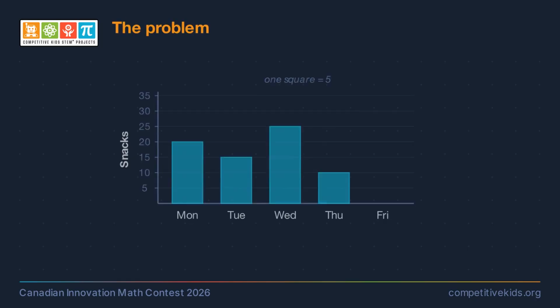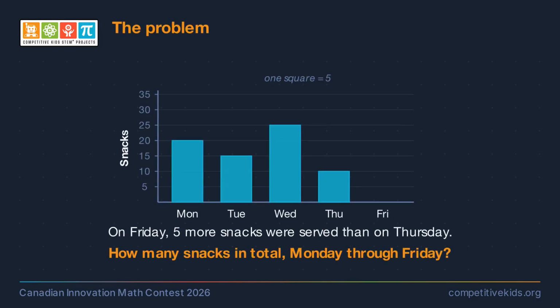A class kept track of the snacks they served each day. The bar graph shows Monday, Tuesday, Wednesday, and Thursday. First, read the scale. 1 square stands for 5 snacks. There is also a clue in words. On Friday, 5 more snacks were served than on Thursday. The question is simple. How many snacks were served in total, Monday through Friday?